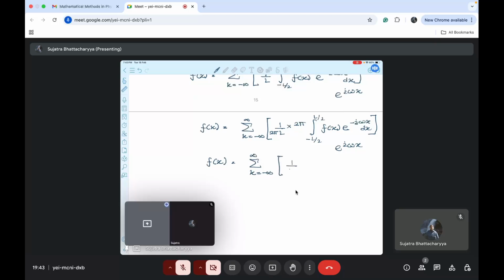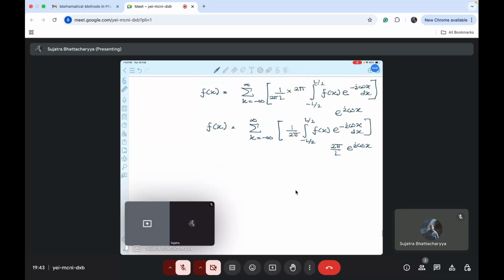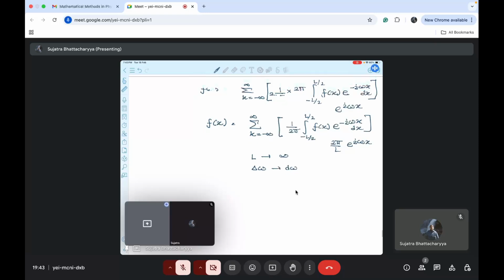Now I write 1 by 2 pi, integral from minus L by 2 to L by 2 of f(x) e to the power minus iota omega x dx, times 2 pi by L e to the power iota omega x. Now, let's make an assumption. Let L tend to infinity. Let the segment, which is finite in our case, be infinite. In that case, delta omega will be equal to d omega, a differential.